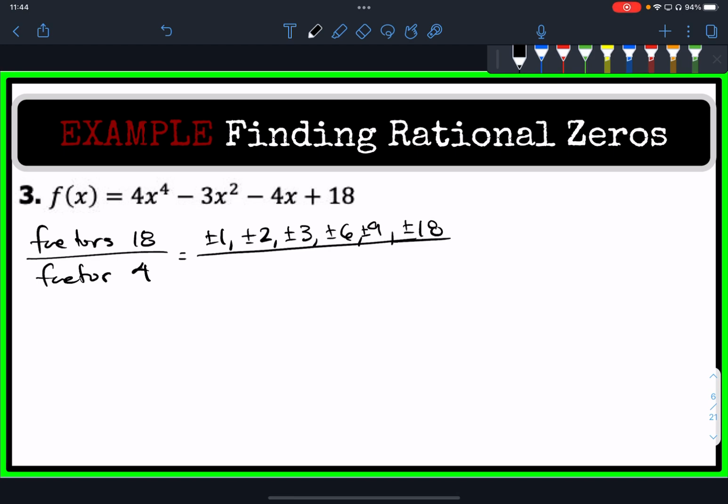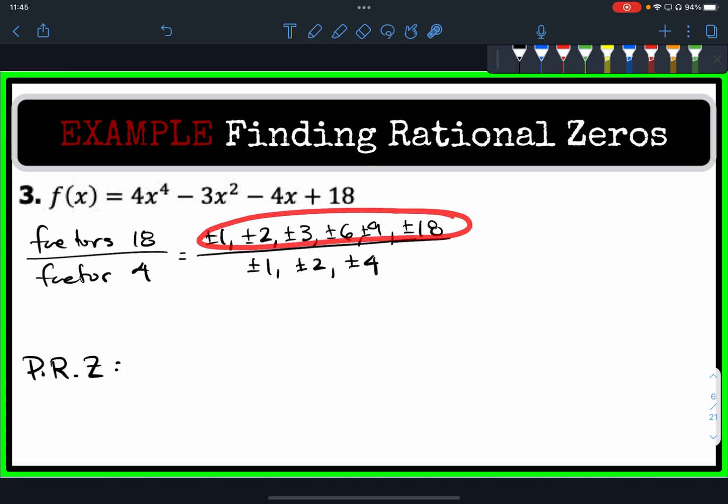And here it is. So here are the factors of 18. The factors of 4 are 1, 2, and 4. So our list of possible rational zeros is going to be these numbers all divided by these three numbers there. So if I start by dividing all of these numbers by 1, then I obviously get the list of 1, 2, 3, 6, 9, and 18.